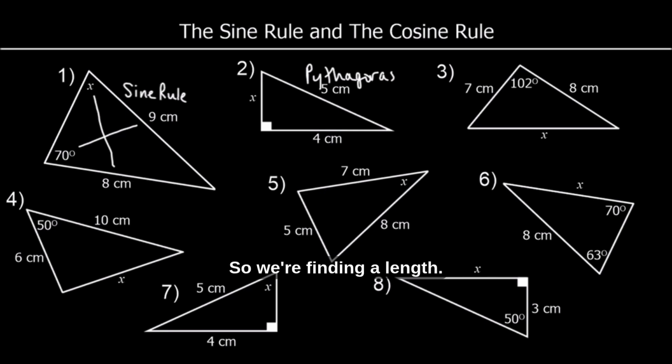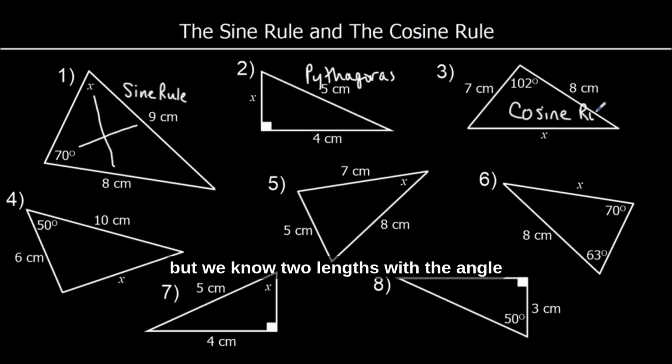Question 3. So we're finding a length. We know 2 lengths and the angle in between them, and that is the cosine rule. We don't have opposites, but we know 2 lengths with the angle in between them, so that's the cosine rule. Number 4 is the same. So we know 2 lengths, the angle in between them, so that's the cosine rule again.